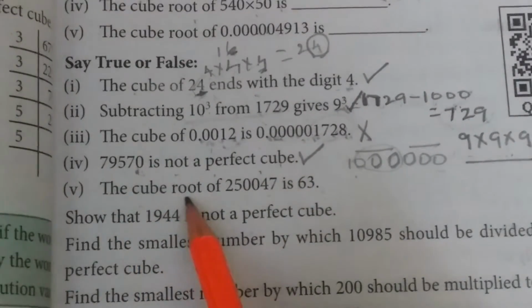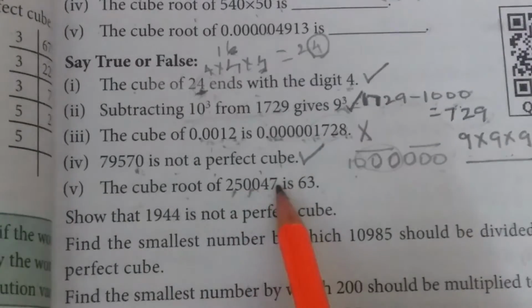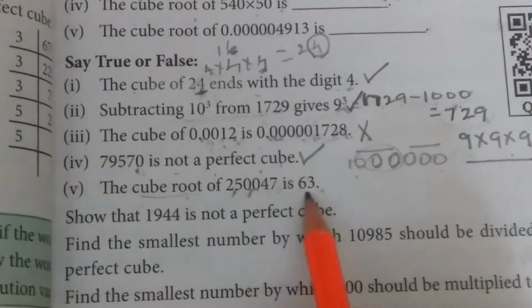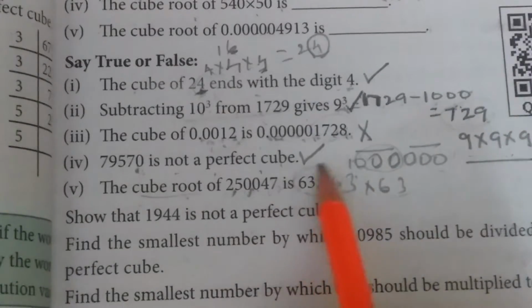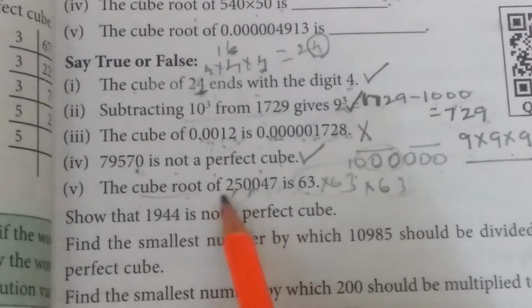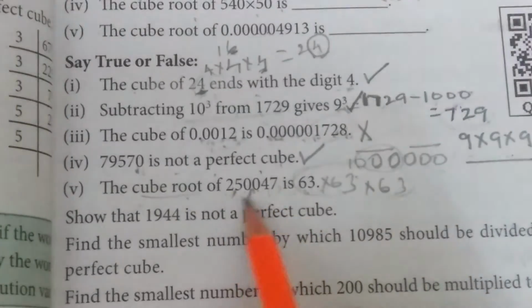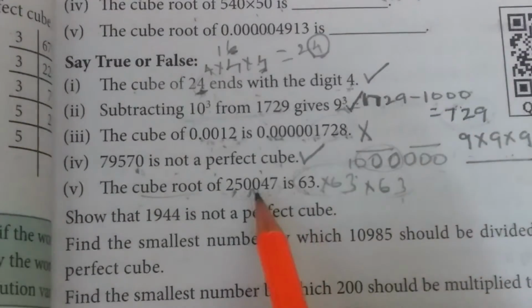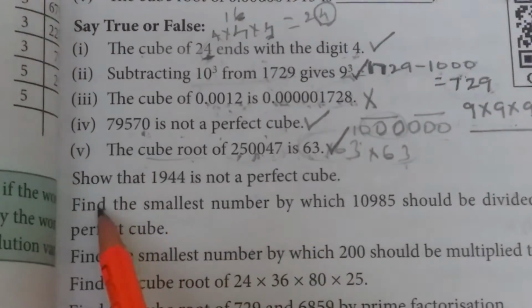Next, the cube root of 2,50,047 is 63. What do you mean by cube root of this? This means when you multiply 63 into 63 into 63, 3 times, you should get this answer. Cube root of this number is 63 means the reverse: cube of 63 is this given number. So you multiply 63 into 63 into 63 and check whether you're getting this answer. So when you're multiplying, you will get this answer. So this is also true. Okay. Now let us go to the next one.